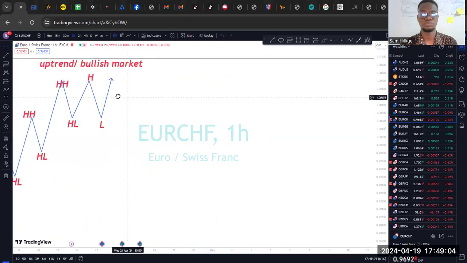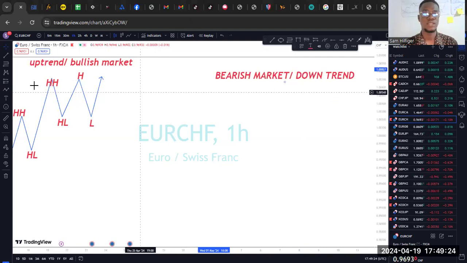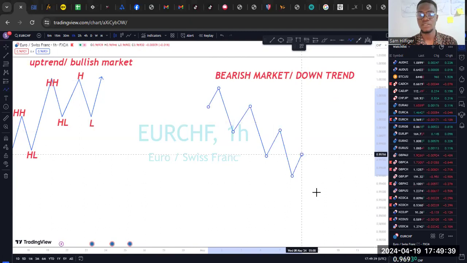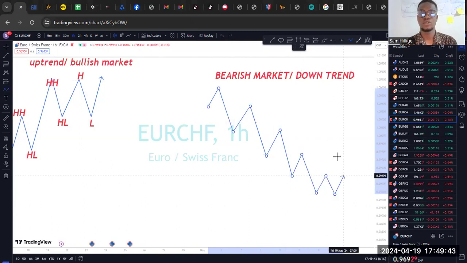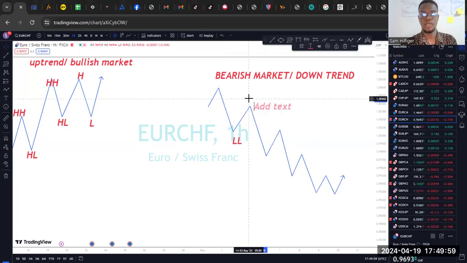Now let's move to the bearish market, or downtrend. As we learned, higher highs and higher lows make the uptrend or bullish market. The same thing applies here, but it is just the inverted side of it. So as that one was higher highs and higher lows, here it will be lower lows and lower highs.